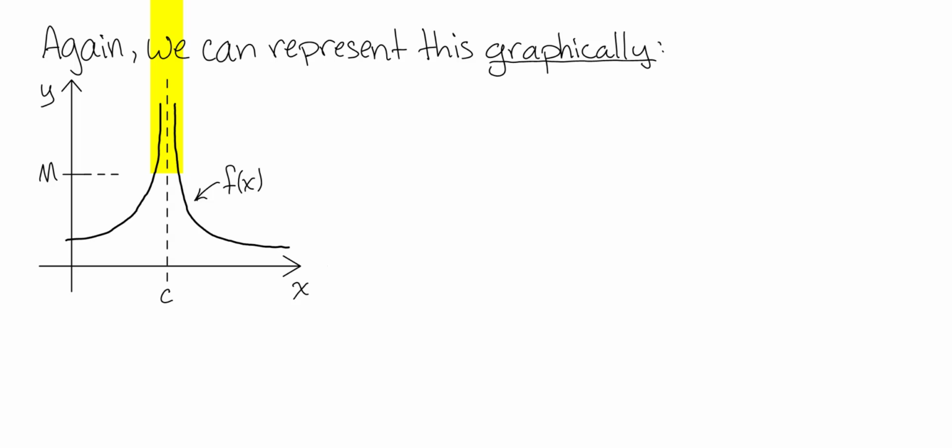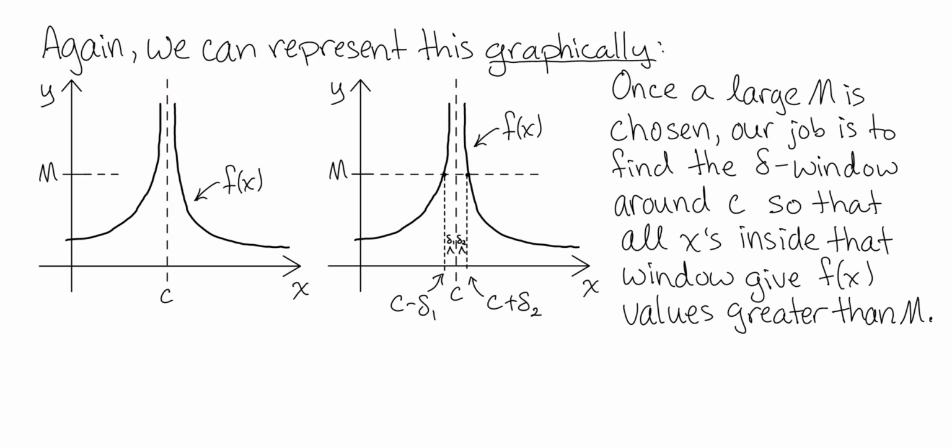So if we think about our challenge game again, if you say, can you get past 100? Now my job is to find a delta, a distance in the x direction around c, such that for any x within delta units of c, the corresponding y values, the f of x's, will be larger than m. So if you say, can you get past 100? Then I need to do a little calculation and find delta. So when I'm within delta units of c, then all of the y values will be larger than 100.